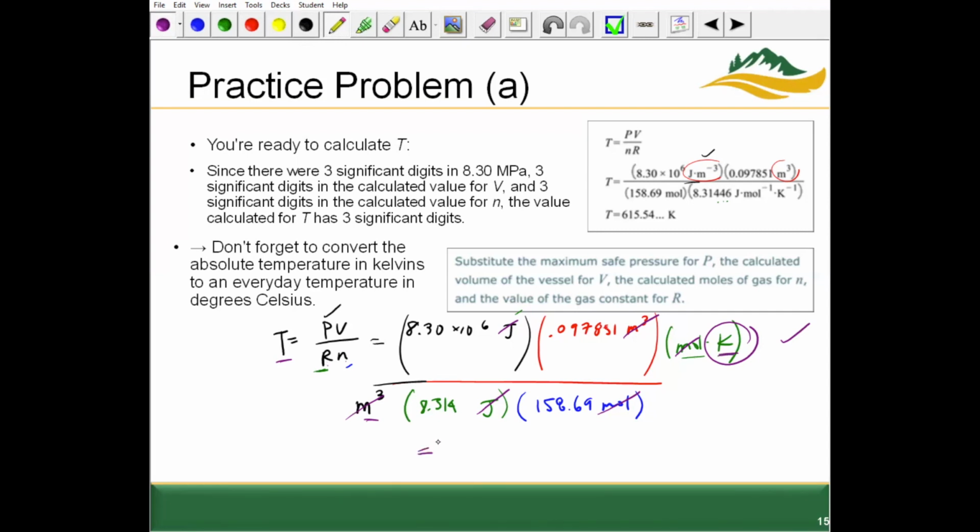When we do all of this, we should get 615.54 with some additional digits in Kelvin. Be extremely careful about doing all the multiplication and division. Again, just write this out really clearly for yourself to make sure all the right units cancel out. Now we're left in Kelvin.